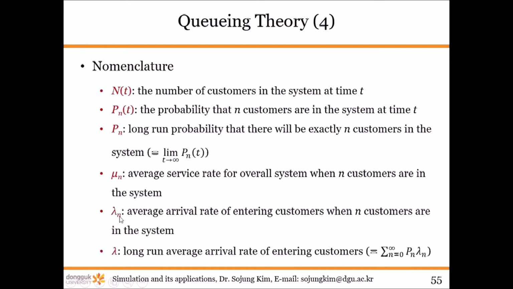And if you ignore the n, that means the long run average arrival rate of entering customers. In this case, we consider an unlimited number of customers, from 0 to infinity. So the long run average arrival rate is given by this equation. And this is the long run probability with n customers.